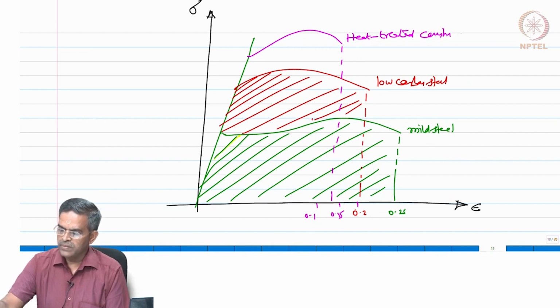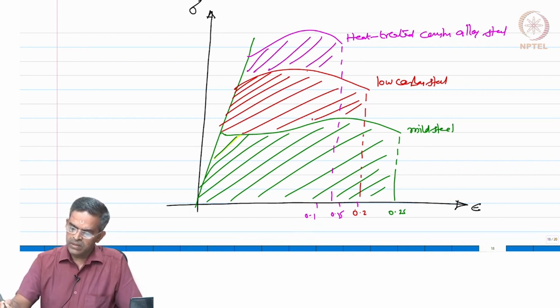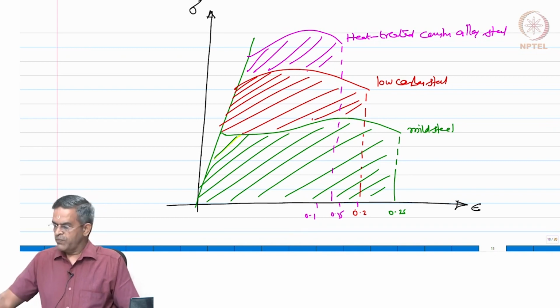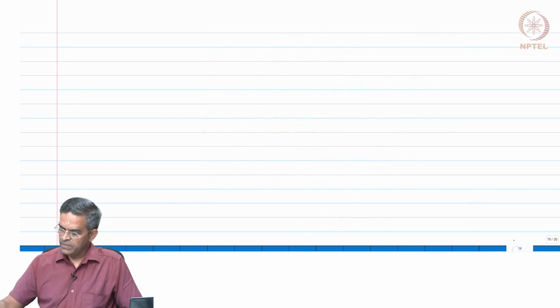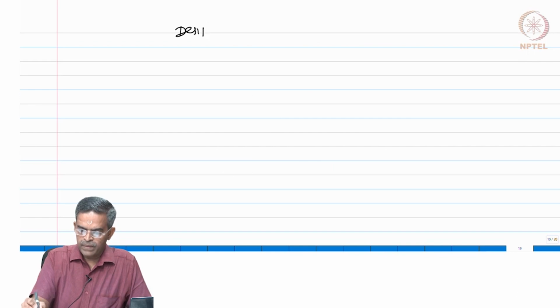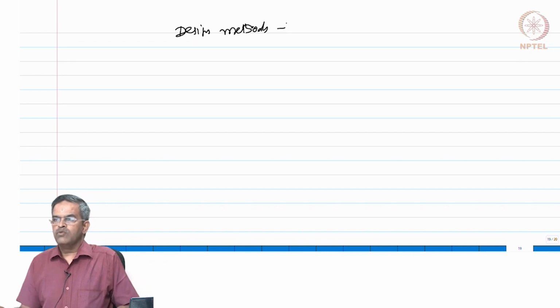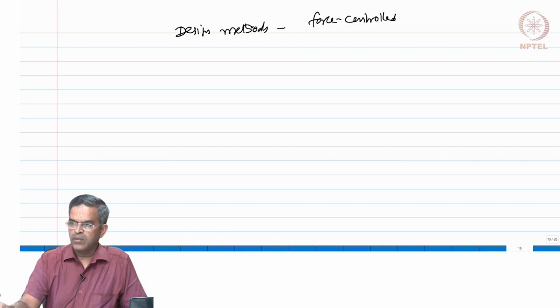So, this is heat treated construction alloy steel, which is quenched and tempered alloy steel. This reserve energy is still high. So, friends, one can very well see the design methods can be now divided into two major domains. One is force controlled, other is displacement controlled.